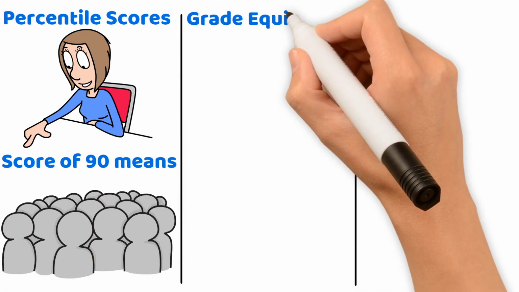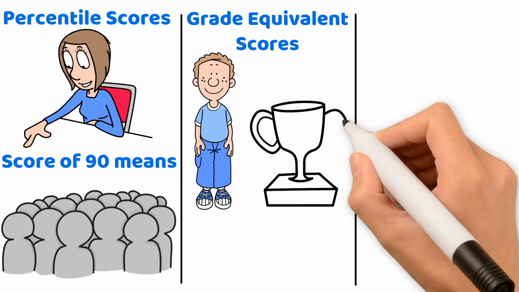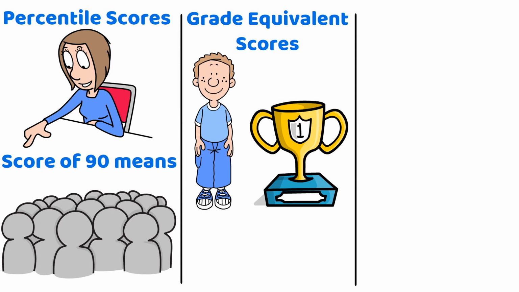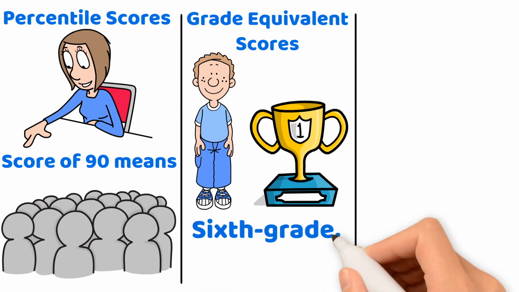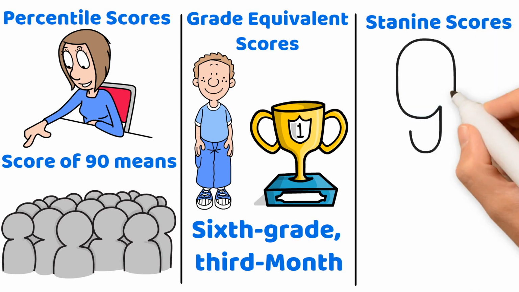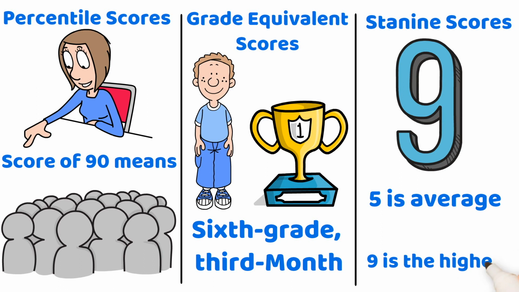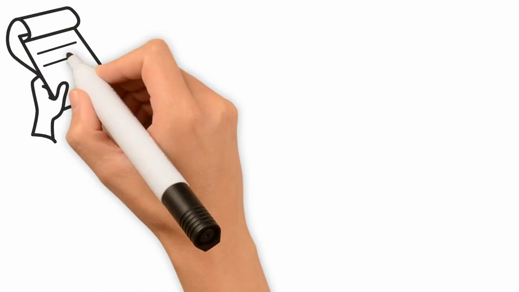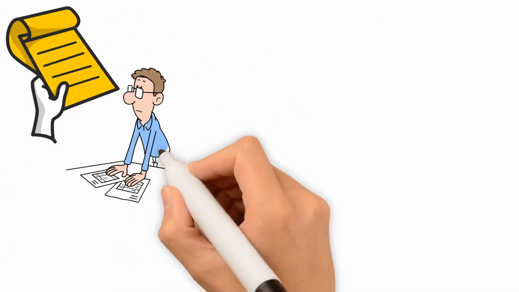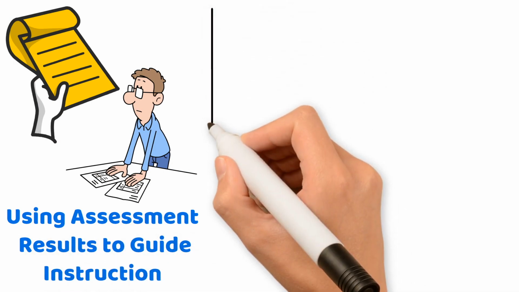Grade equivalent scores. These scores relate a student's performance to an average expectation for different grade levels, like a score of 6.3 indicating 6th grade, 3rd month performance. Stanine scores. These are based on a 9-point scale, where a score of 5 is average and 9 is the highest. A key factor that you will likely see on test day will test your knowledge of using assessment results to guide instruction. The cycle of assessment is ongoing.